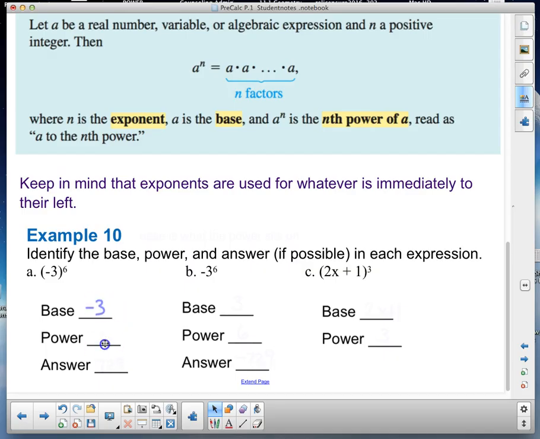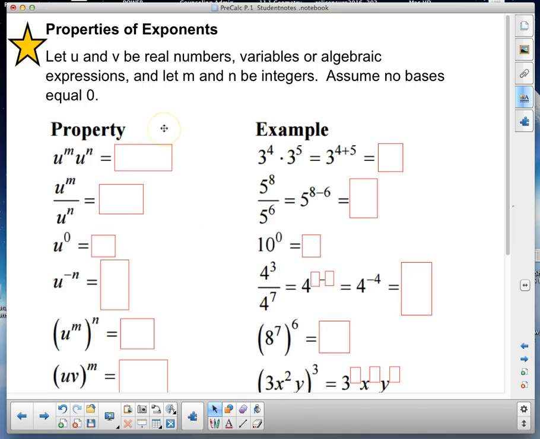Base, -3, power 6, answer 729. Remember, it's an even number of negatives, so it's going to be positive. And this one, I've got a base of 3, the power is 6, and it's negative 729 because that's a negative value, and I'm going to take the opposite of 3 to the 6th power. Here, 2x plus 1 is my base, and the power is 3. I'm not going to have you do the 3rd power of 2x plus 1, at least not at this time. Okay. As we move on, we're going to look at the properties of exponents.